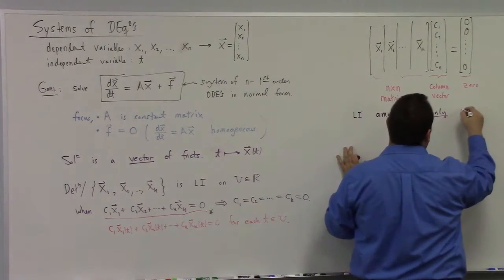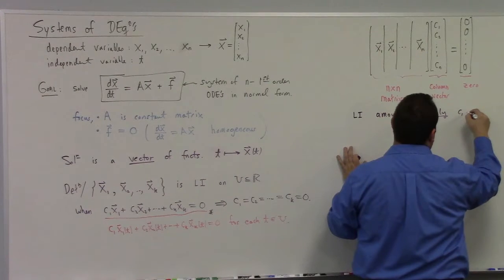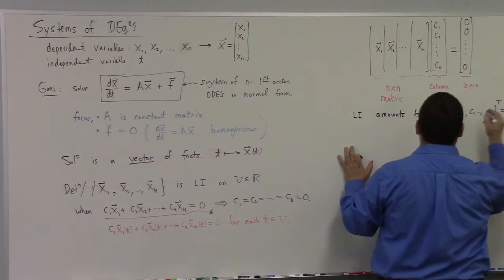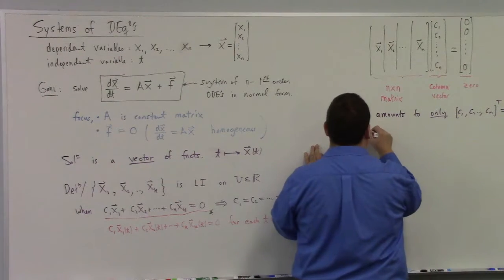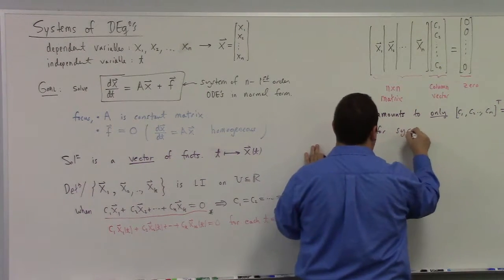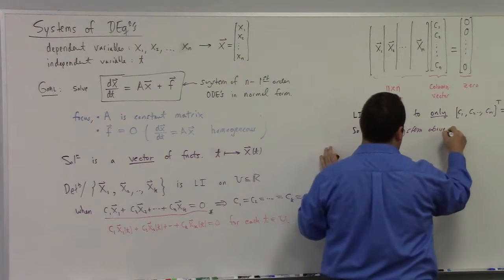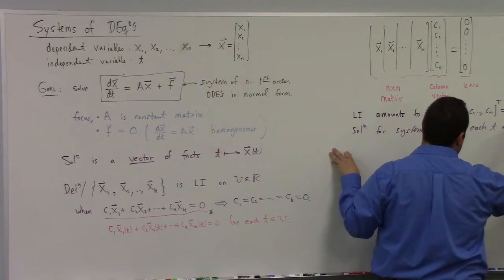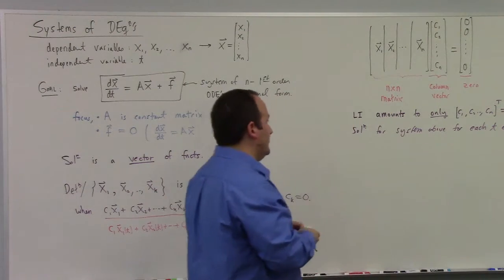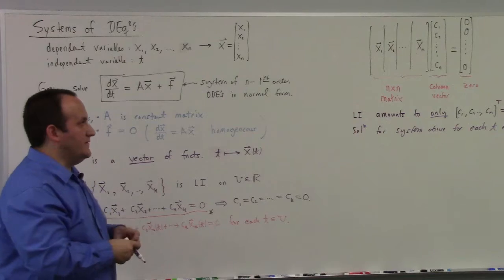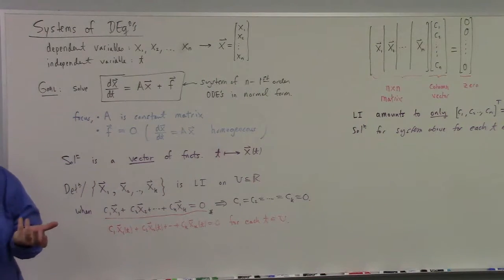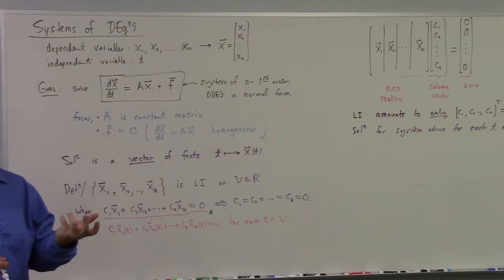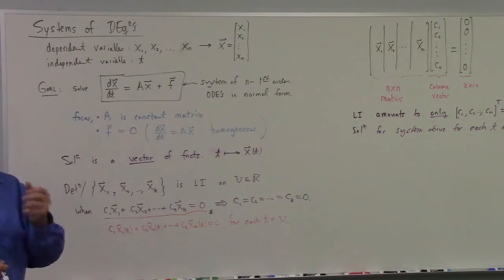Only C1, C2, Cn transpose equals 0 as the solution for the system above, for each t in the domain of consideration, u. Now, if you want the system of equations to have a unique solution, what do you need about the coefficient matrix of the system? Remember, we talked about this before.